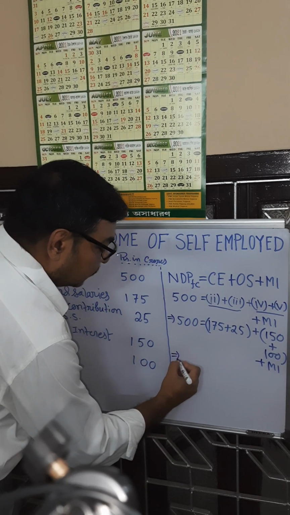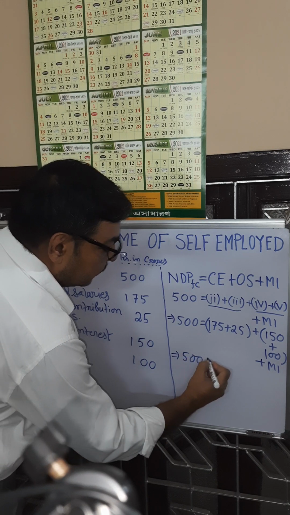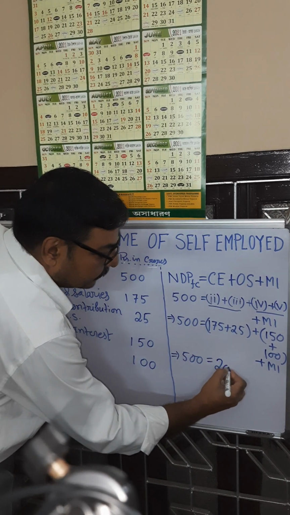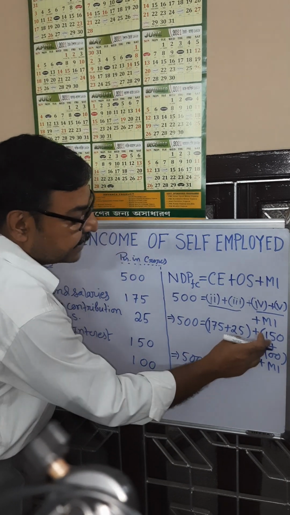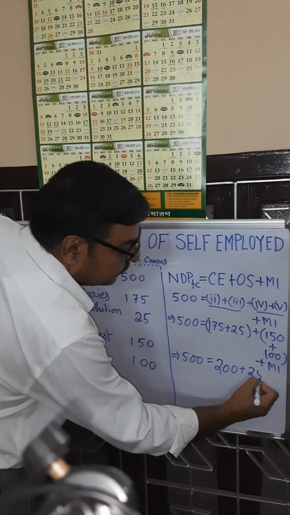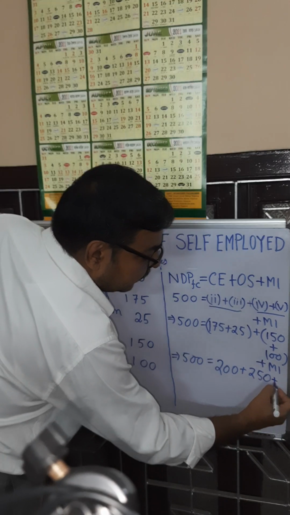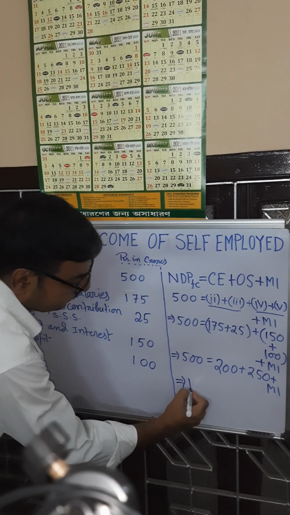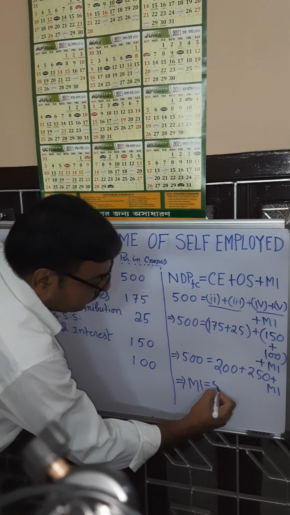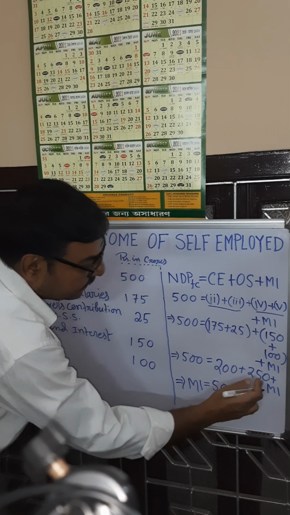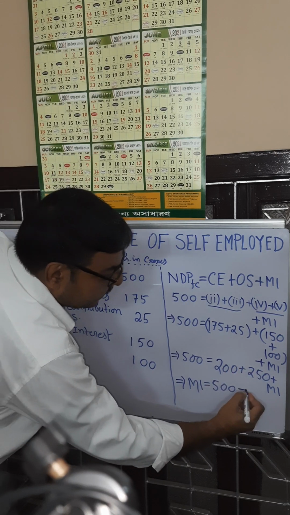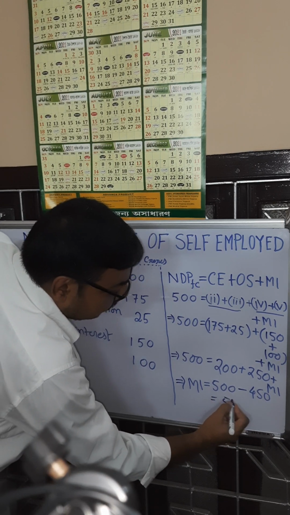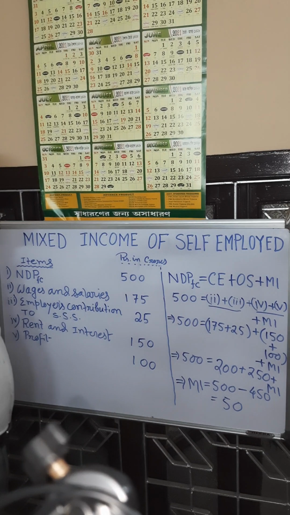So 500 is equal to 200, CE is becoming 200, operating surplus is 250, plus mixed income. So what is mixed income? Mixed income is equal to 500 minus 200 plus 250. 500 minus 450 is equal to 50 is mixed income.